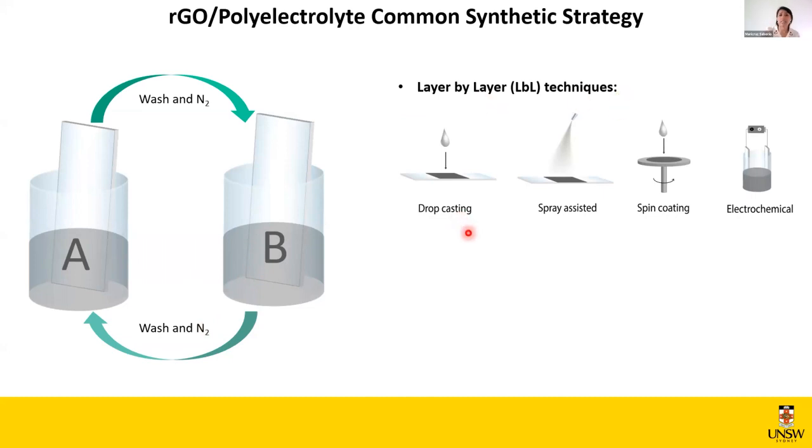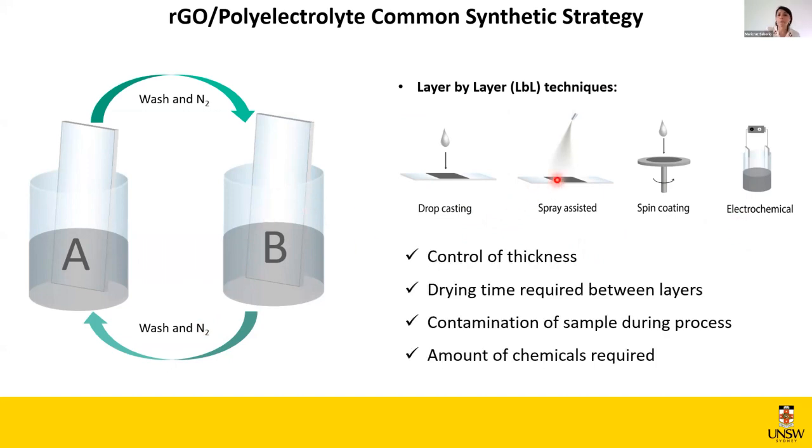nowadays we have new techniques that help the simplistic immersion. For example, we have drop casting, spray-assisted spin coating, and even electrochemical techniques are being used for layer-by-layer film formation. What are the advantages? One advantage of this technique is the control of the thickness. We can define the thickness of our nanocomposite, and with this, for example, modulate properties such as electrical conductivity.